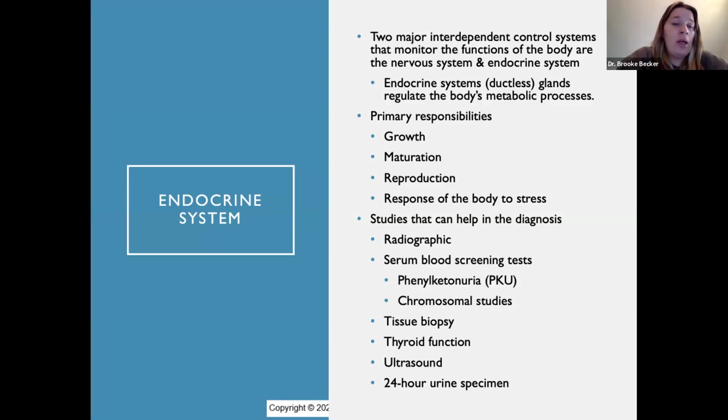Biopsy of the tissues, looking at your thyroid function blood work, ultrasounds, so ultrasound of the pancreas, ultrasound of the thyroid, ultrasound of anything within the endocrine system to see if there's some abnormality in the structure. And then also a 24-hour urine specimen, because we can check and see, are we spilling proteins? Are we spilling glucose? Are we spilling ketones in our urine, which can be suggestive of an endocrinologic or metabolic disruption.